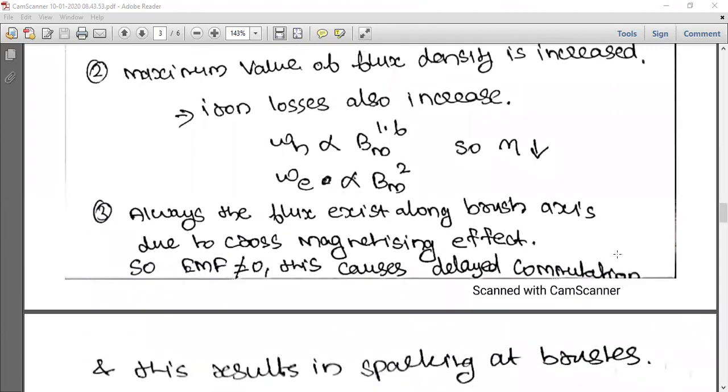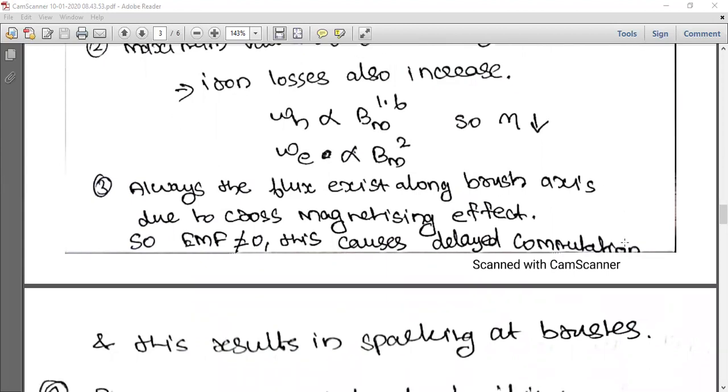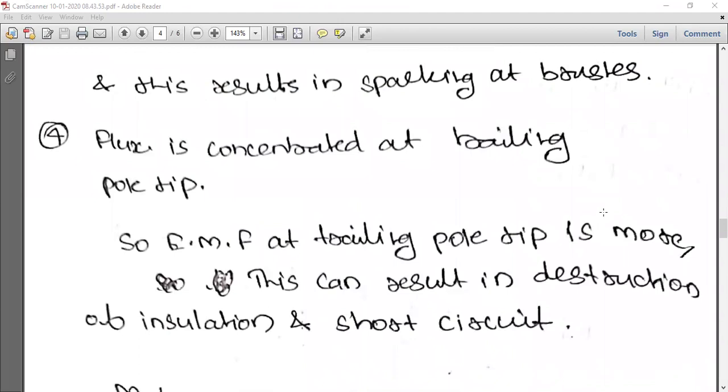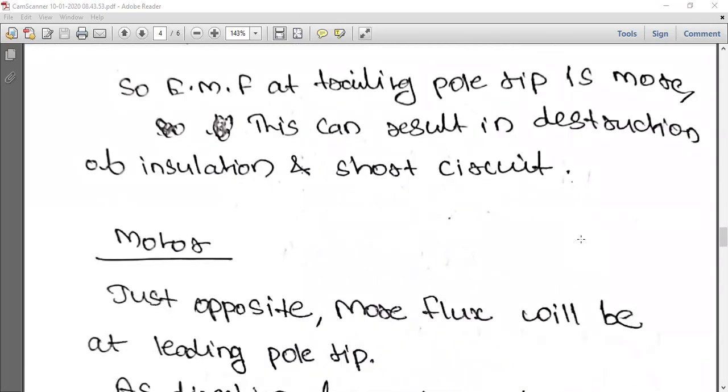So always, due to the cross magnetizing effect, there will be some flux along the brush axis. So the EMF is not zero there. This can result in delayed commutation, and this results in sparking at the brushes. And you already know the flux is concentrated at the trailing pole tip, so the EMF at the trailing pole tip will be more, and this can result in destruction of insulation and short circuit.